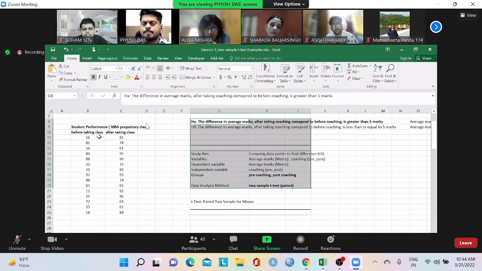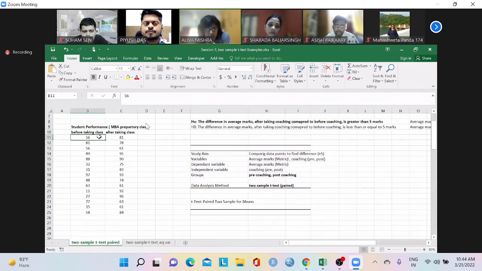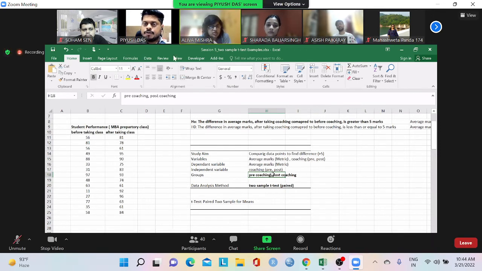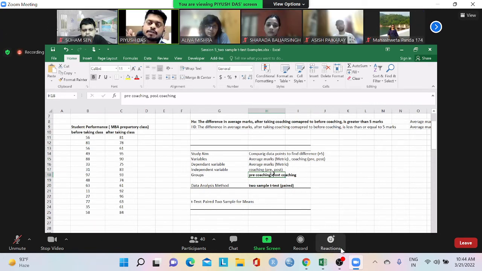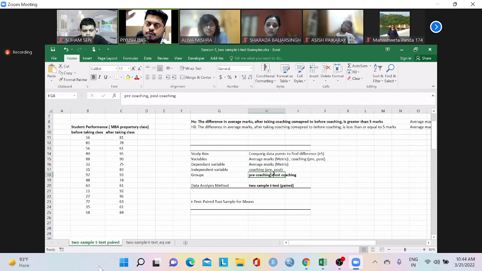Sir, in the variables, you have written that coaching is a variable. But here, all the students which we are taking are, of course, taking coaching. So it is not varying. Everyone is taking the coaching. Then why is it taken as a variable? The coaching label is changing, right? When I'm taking the average marks before coaching, that was one label.